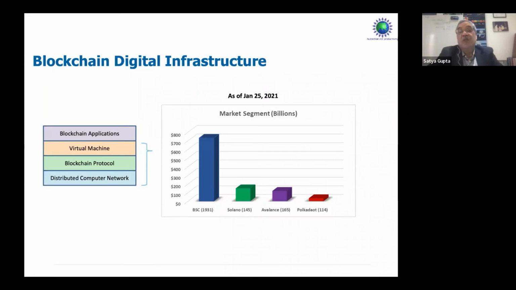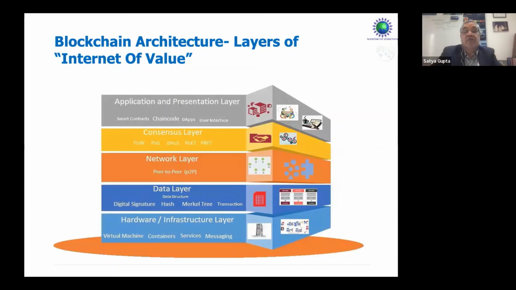As you know, if you go to the OSI model of the internet, there are 7 layers: physical layer, data link layer, network layer, session layer, and then the control layer and application layer. So those 7 layers are there. Here you have 4 layers actually: the main infrastructure in the form of the distributed computer network, then the blockchain infrastructure, that is your DLT part, then the virtual machine, that is the operating part, and then the apps. That is how the blockchain digital infrastructure is separated into layers.